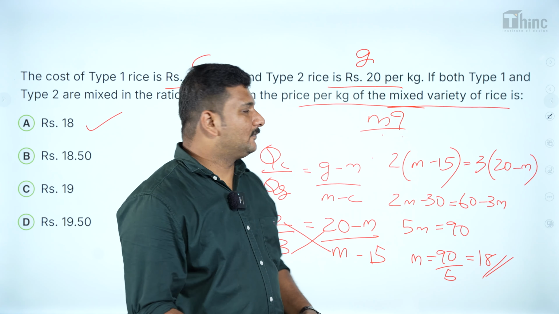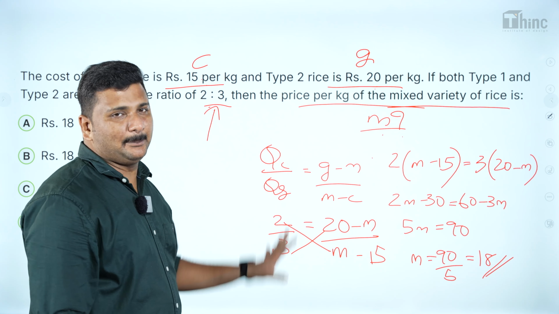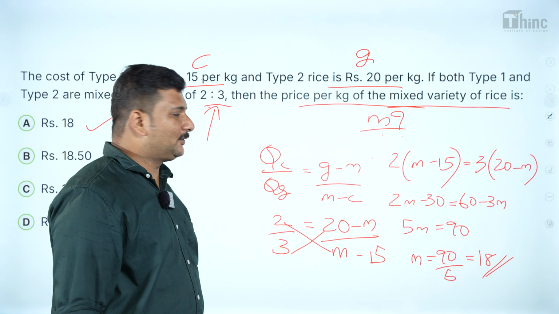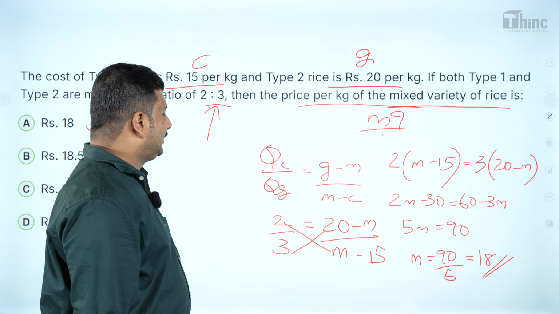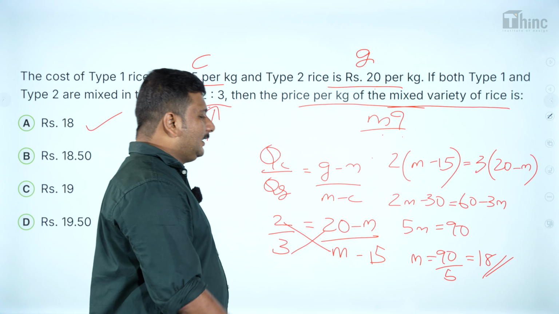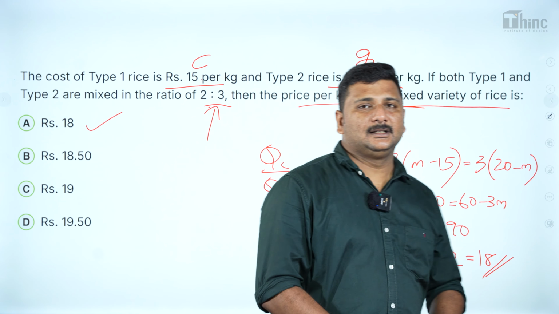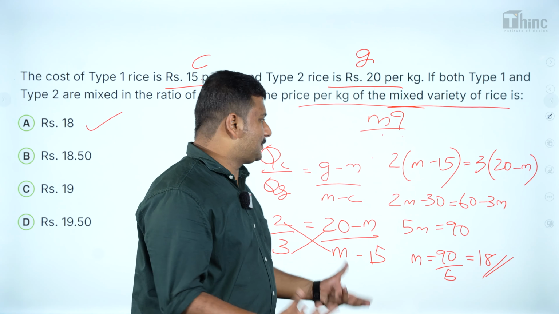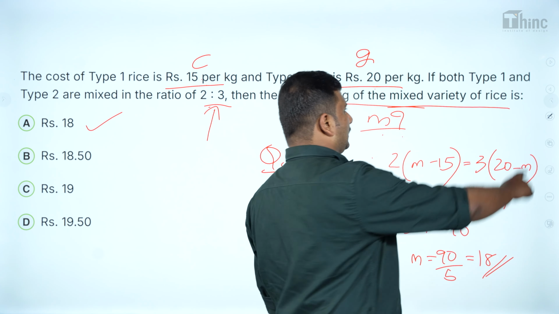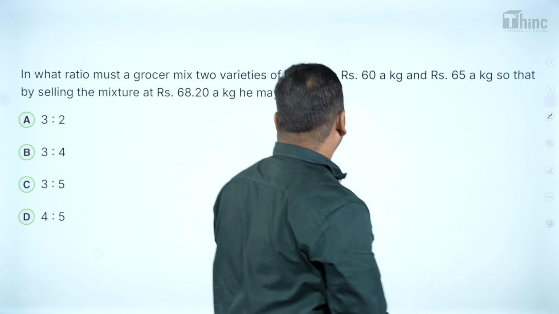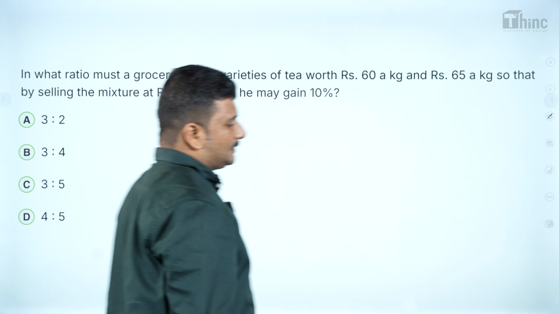So in this question, we have everything else except M. We know the price of good quality, we know the price of cheap quality, we know the quantities of cheap and quantity of good. All we need is the M value. So we can actually just solve the M value by just substituting all the other things. Okay, so look at this question.